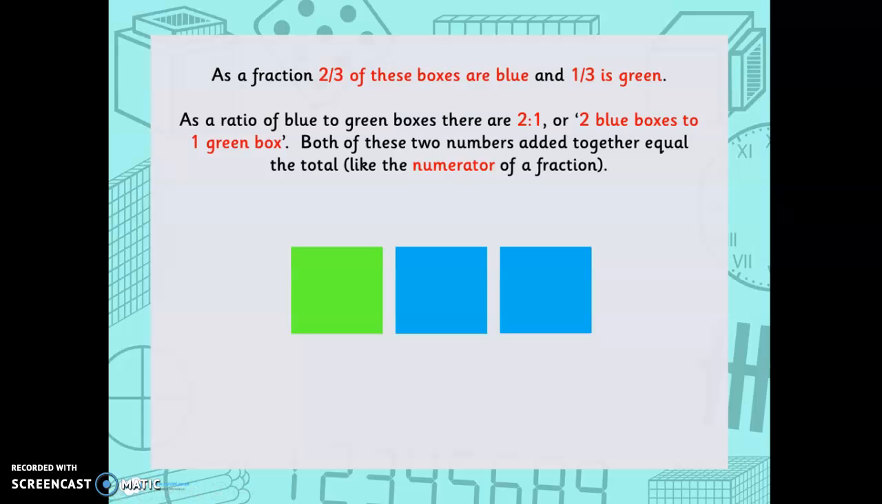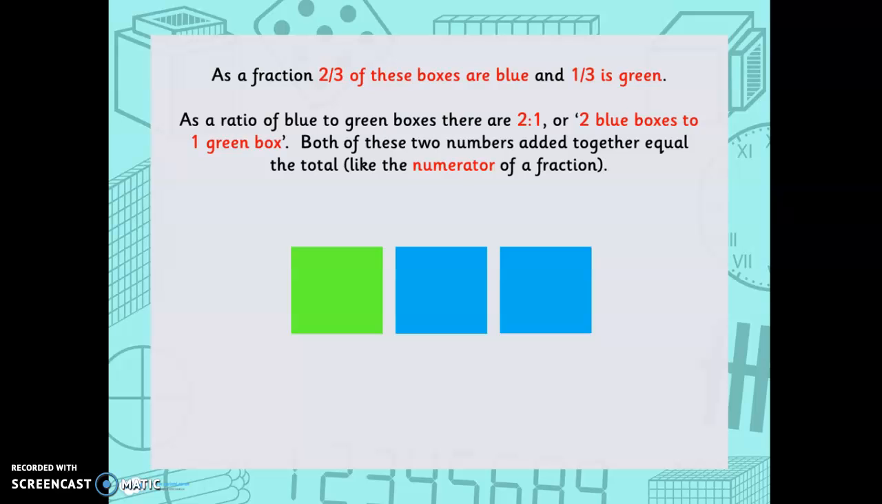So if we start very simply looking at this pictorial representation of a ratio, here we've got 3 boxes, the total of 3. And out of the 3 boxes, 2 of them are blue. So 2 out of 3, 2/3 are blue. And 1/3, 1 out of the 3, is green. Altogether there are 3 boxes. So as a fraction that would be 3 over 3, or 1 whole. 2 of them are blue, 1 of them is green.